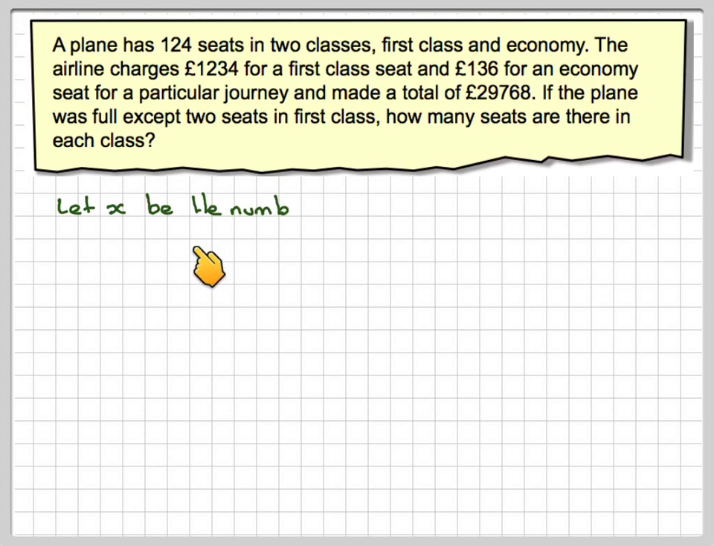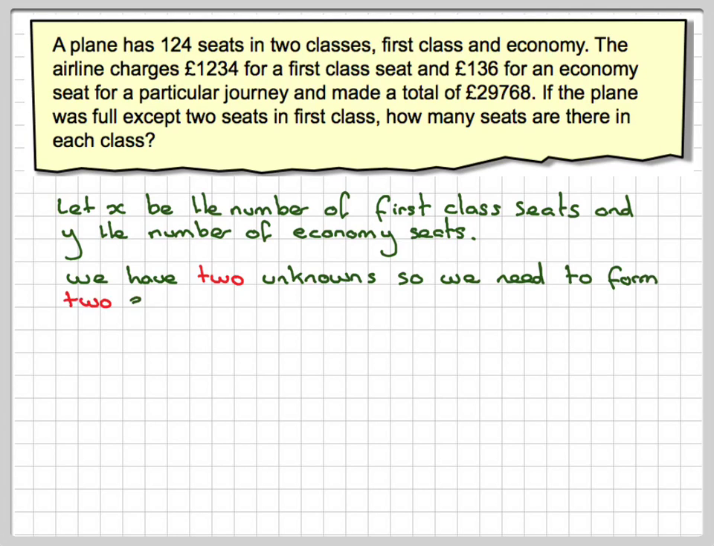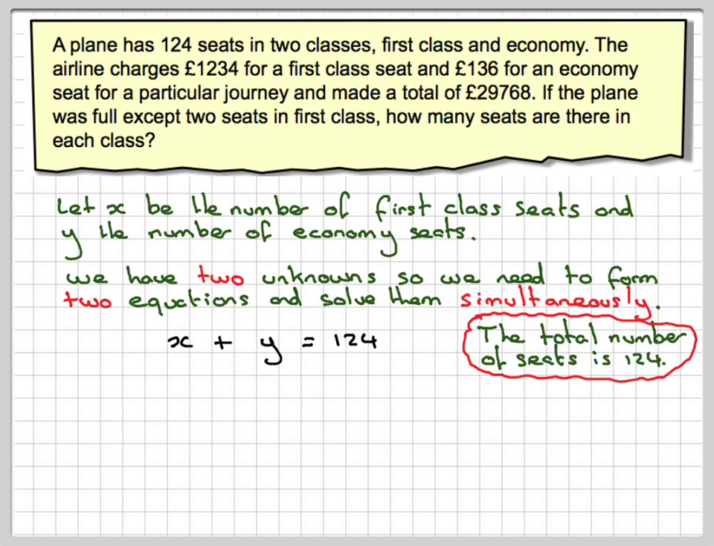Right, so let X be the number of first class seats and Y be the number of economy seats. Now we have two unknowns, X and Y. Therefore, we will need two equations. So we need to form two equations and then solve them by what's known as simultaneous equations, or solve them simultaneously. Right, so we know the total of X plus Y is equal to 124. So the total number of seats is 124.